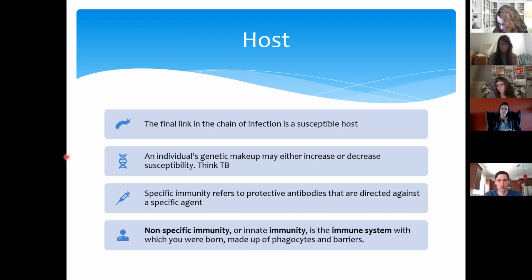And then there are non-specific immunities, or innate immunities. This is the immune system that you're born with. It's not specific to one pathogen. Your immune system is going to fight off anything that is foreign, that does not belong in the body.